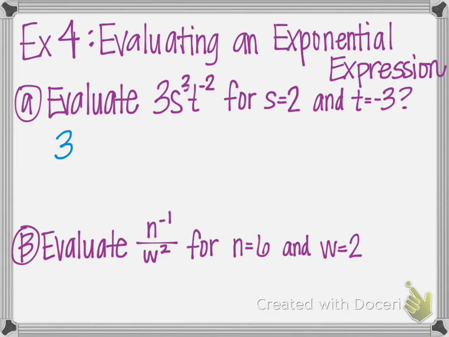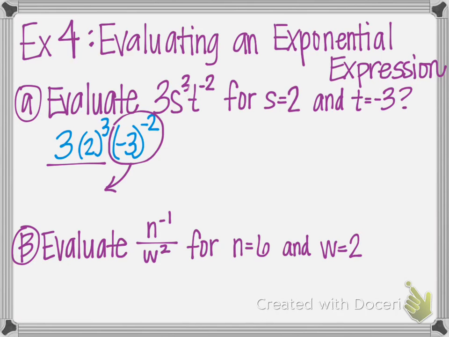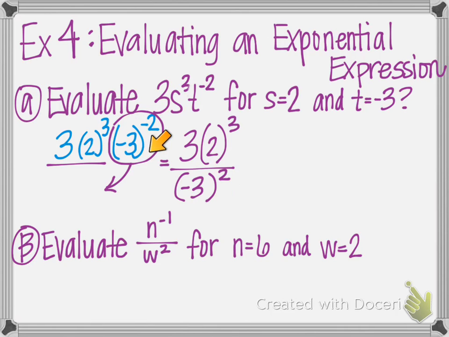So A is going to be 3, 2 to the third, negative 3 to the negative 2. And then I see my negative exponents, so this is going to have to go to the bottom of the fraction. So that's going to be 3, 2 to the third, over negative 3 squared. Now notice that the negative on the 3 didn't change. Moving that to the bottom is not going to change the sign of the number. What it's going to do is change the sign of the exponent. So the negative 2 became a positive 2.